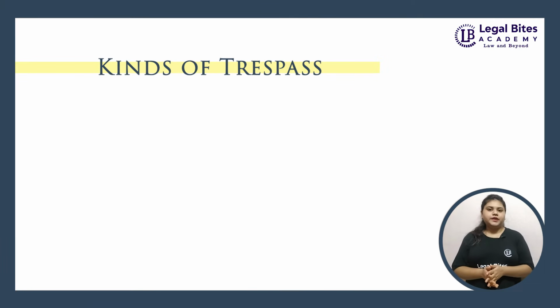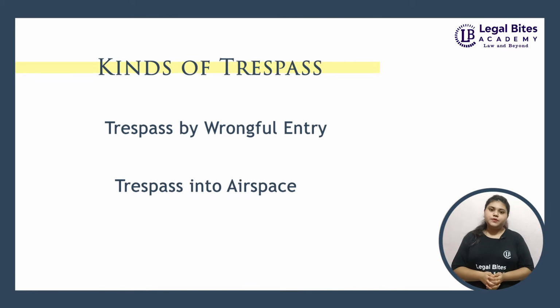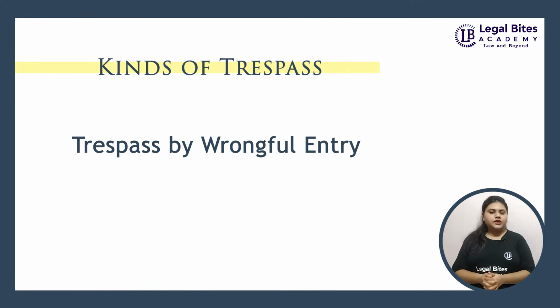Now coming to our next topic, that is kinds of trespass. There are several ways of trespass to land, such as trespass by wrongful entry, trespass by airspace, continuing trespass, and so on. Now coming to the first kind of trespass to land, that is trespass by wrongful entry.